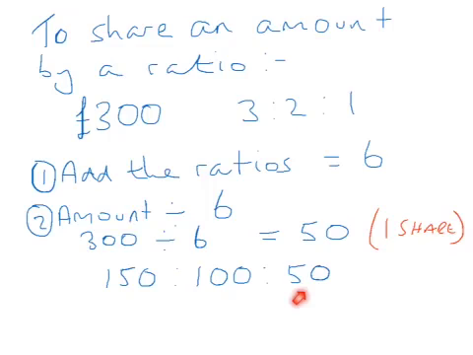To check it, add these three values up. 50 plus 100 is 150, plus 150 is 300, which was our initial amount, so we know we're right. I hope that's easy.